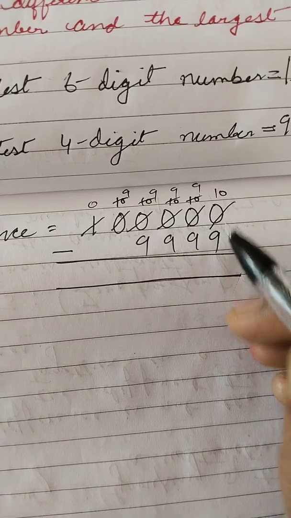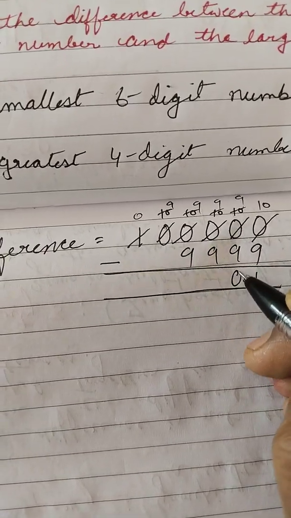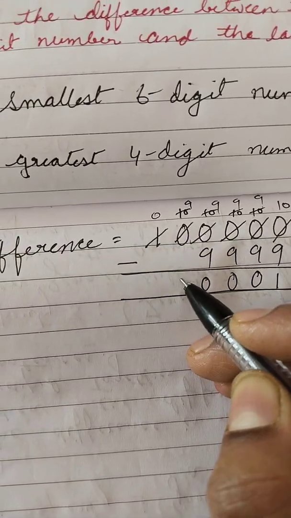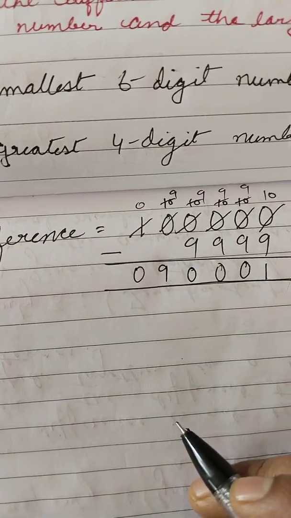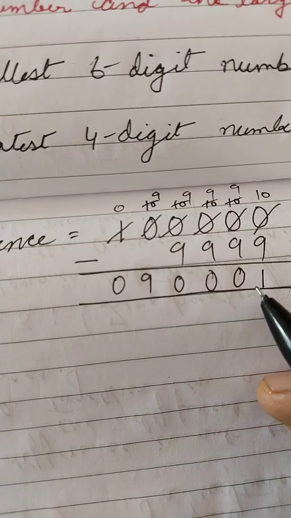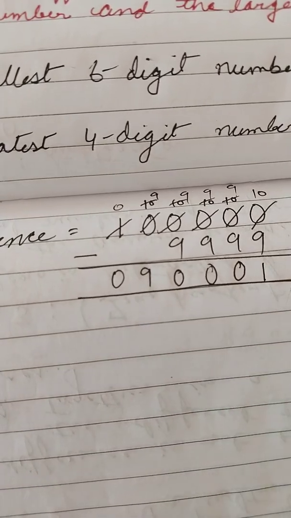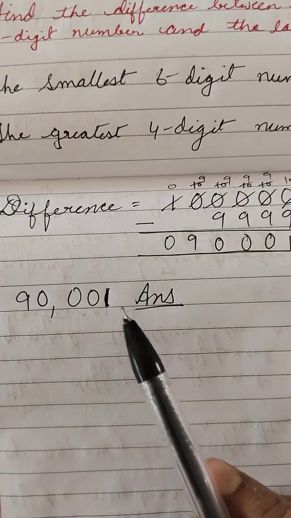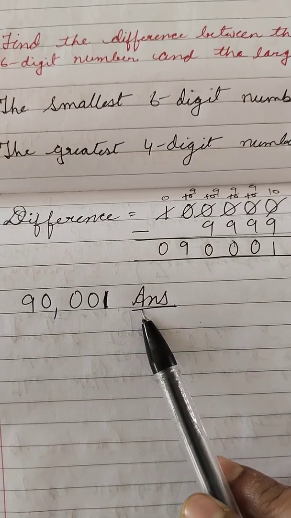Now this 10 minus 9 is 1. 9 minus 9, 0, 0, 0, 9, 0. So children, our difference is, yes, you have to read this number, 90,001. So the answer will be 90,001.